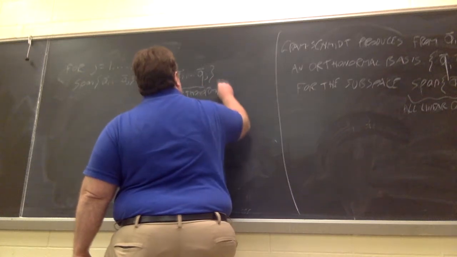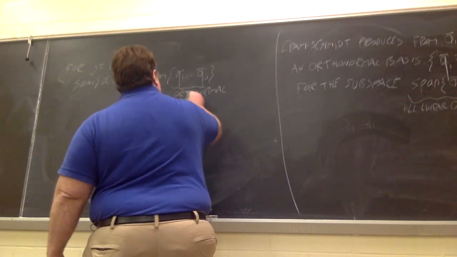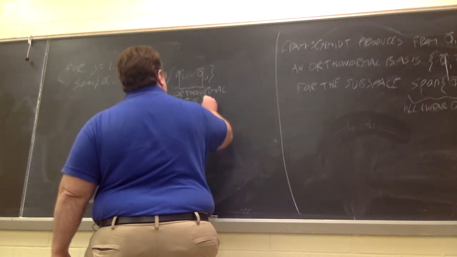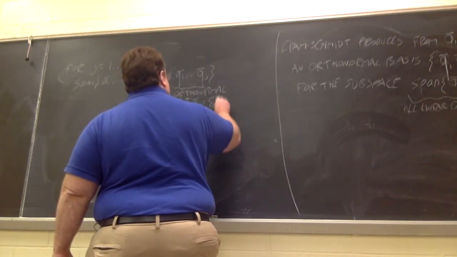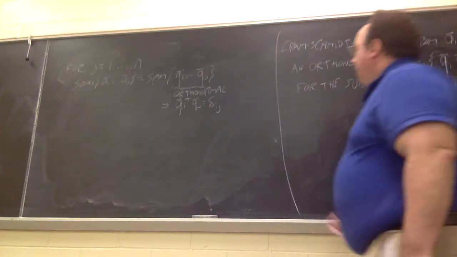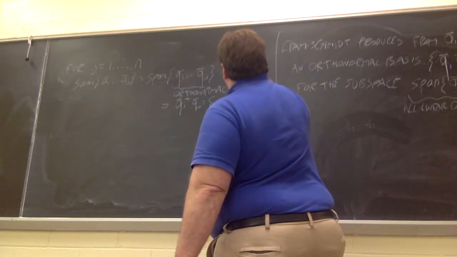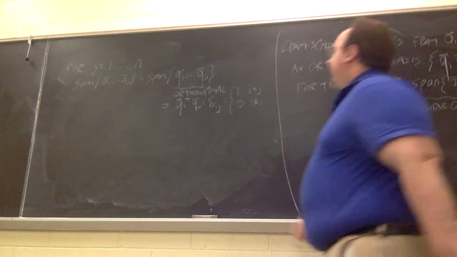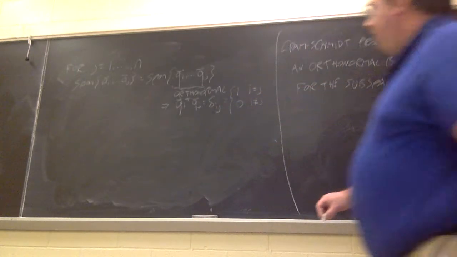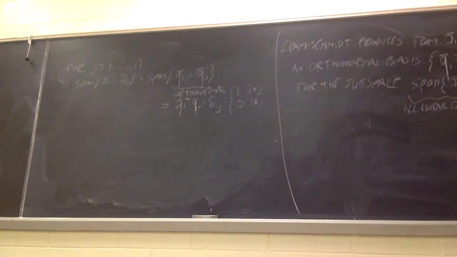And what that means is Qi transpose Qj is equal to this expression, the Kronecker delta, which, in case you've forgotten, is equal to 1 if i is equal to j and 0 otherwise.